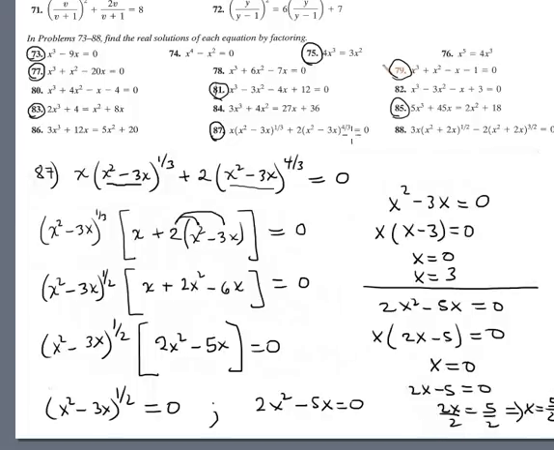Okay, so what is the solution set of this equation? The solution set is 0, but only one time, not necessarily 2 times, because it's the same element, 3, and 5 over 2. That is the solution set for this equation.